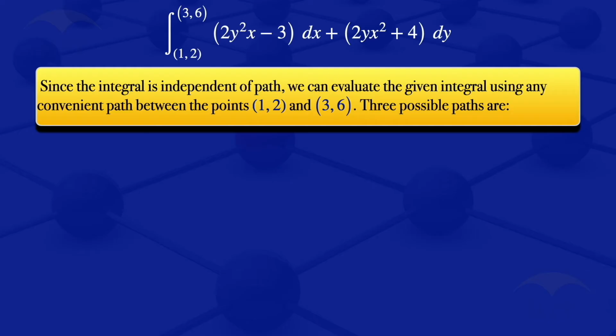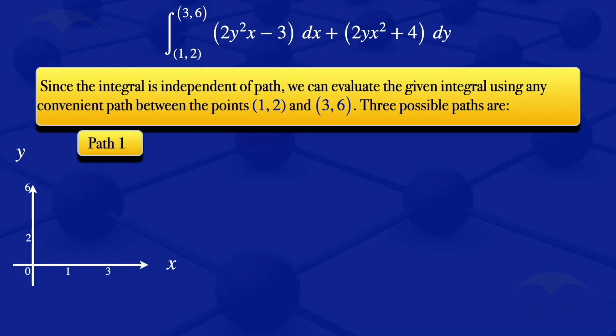In this tutorial, I'm going to look at some possible paths. Path number 1: we have our y and x axes and the points (1, 2) and (3, 6). We can move directly from (1, 2) to (3, 6) along this line. So that's one possible path.